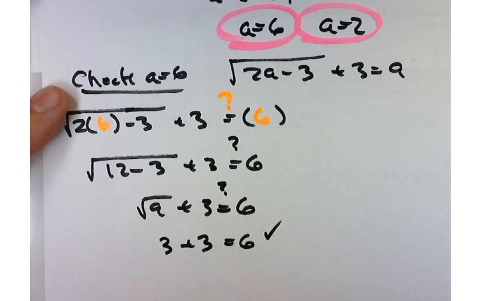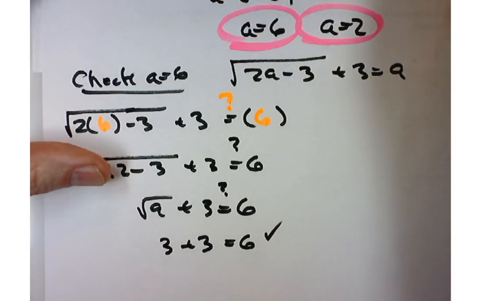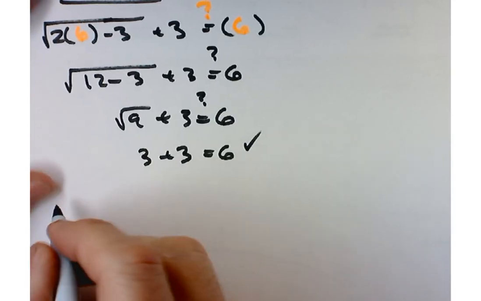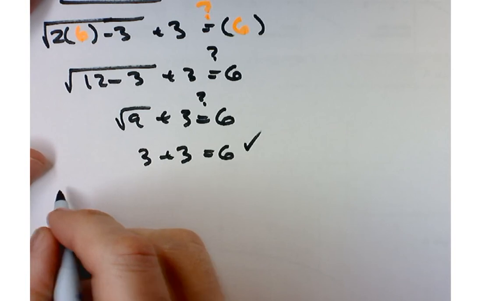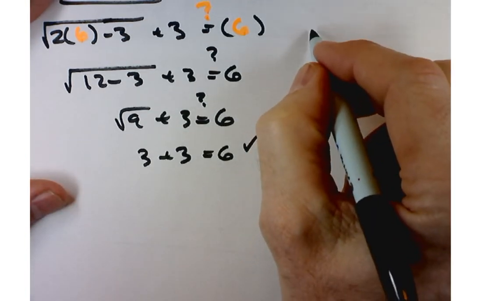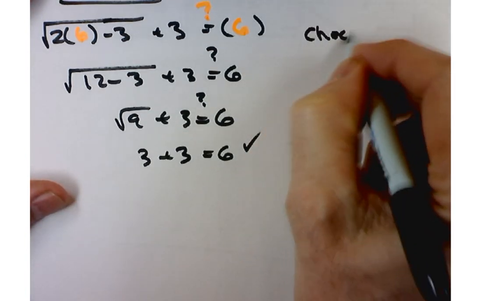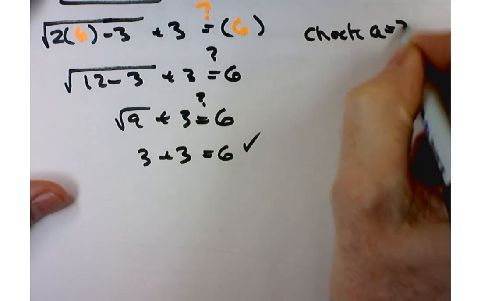Yeah, I think we're good on that one. 3 plus 3 equals 6. So no worries on that one. Let's try the other one. I'll squeeze that in over here. Let's check A equal 2.